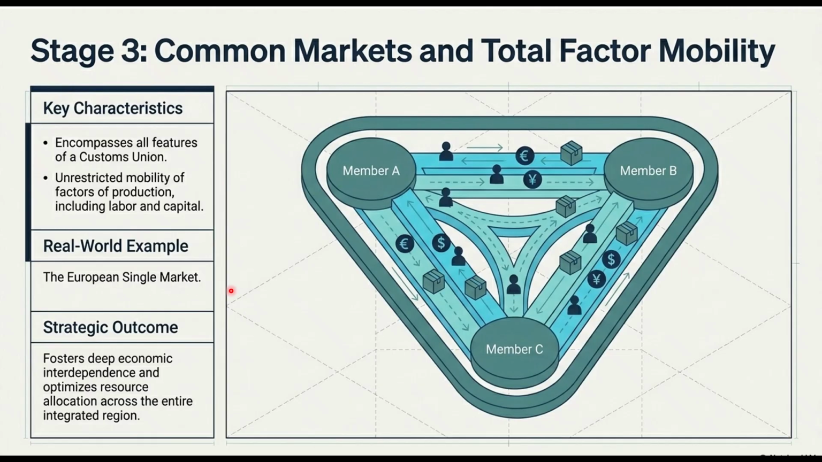Real world example: the European single market. Strategic outcome: it forces deep economic interdependence and optimizes resource allocation across the entire integrated region. The European single market is one of the best examples, where millions of people work, study, and invest across national borders with relatively few restrictions. Whenever you have a visa for any of the European countries, with that visa itself, you can visit all the member countries of the European Union. You don't need another visa. So like that, they improve their economic structure through this integration.